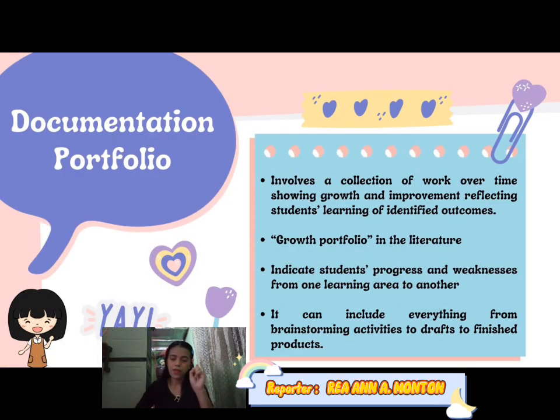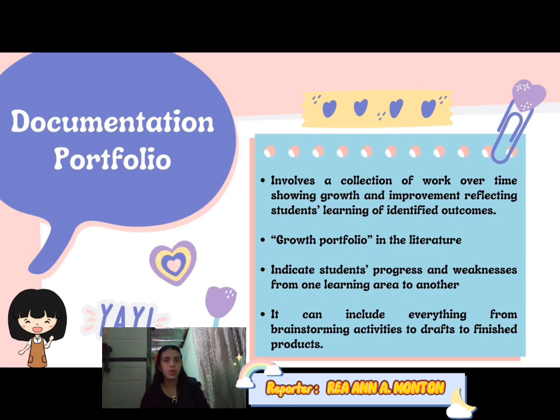The first type of portfolio is the documentation portfolio. This type of portfolio involves a collection of work over time showing growth and improvement, reflecting students' learning of identified outcomes. So what does it mean? As the name implies, this type involves a collection of work over time, showing, again, the word showing, growth and improvement reflecting students' learning of identified outcomes.